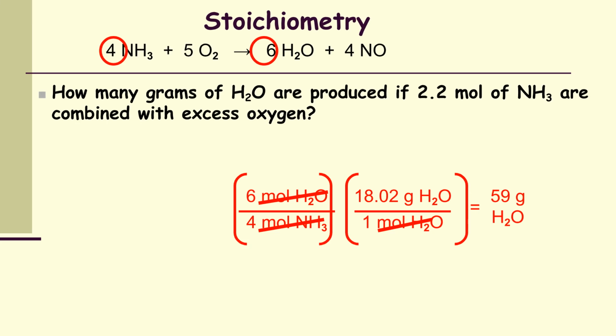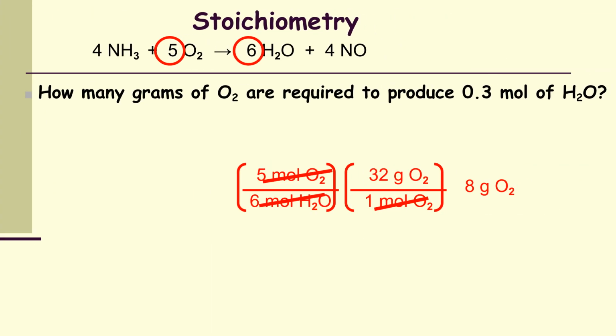For this mole-to-mass conversion, we calculate the grams of H2O produced from NH3. We use the mole ratio and the molar mass of H2O to get 59 grams. This is a mass calculation from a mole amount. We find the grams of O2 required to produce 0.3 moles of H2O, resulting in 8 grams of O2.